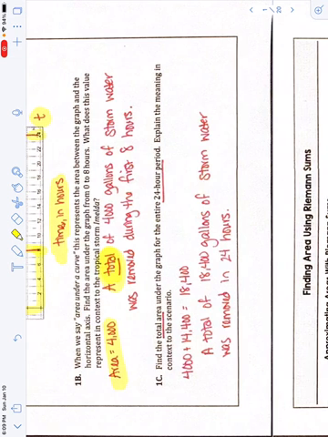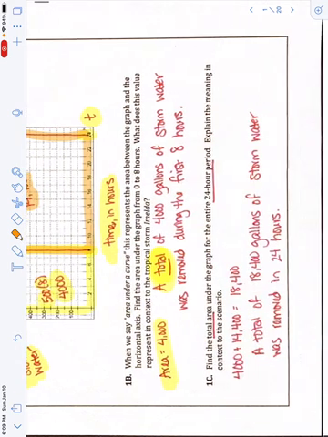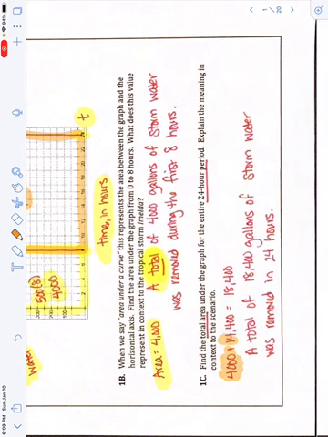Find the total area under the graph for the entire 24-hour period. Explain the meaning in the context of the scenario. So now I've got this rectangle, which is 900 by 16. Multiply those, that gives me 14,400 gallons of water total. So to add those two numbers together from the first 8 hours and then the next 16 hours, that gives me the total of 18,400 gallons of storm water that was removed in the first 24 hours of the storm.